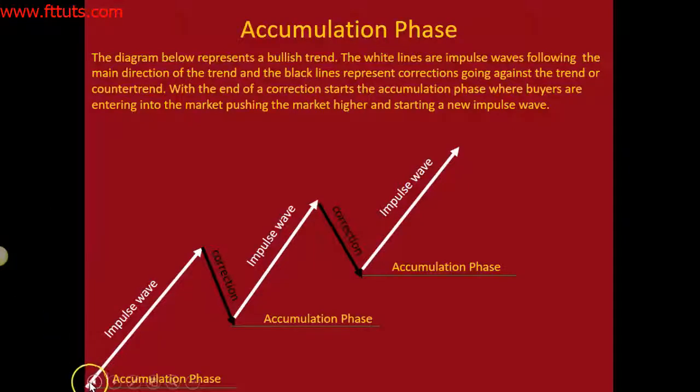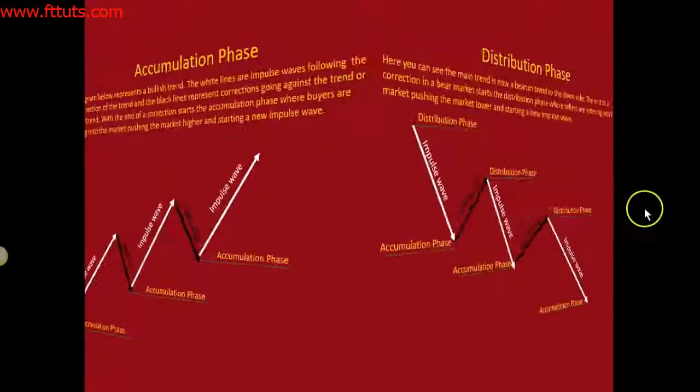So basically, let's start from the impulse wave. You have a correction, and at that correction, when the market falls to the lowest level where more buyers come into the market, which will be your accumulation phase, that starts your new impulse wave. Then you have a correction again, and at the end of that correction is your accumulation phase, and then you have an impulse wave that starts after the accumulation phase.